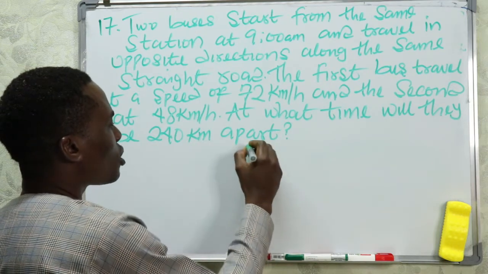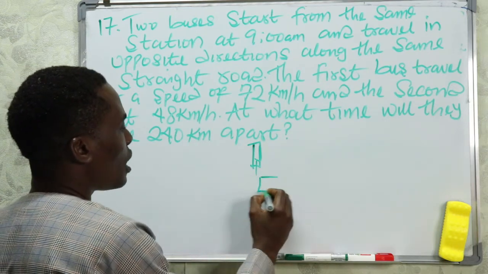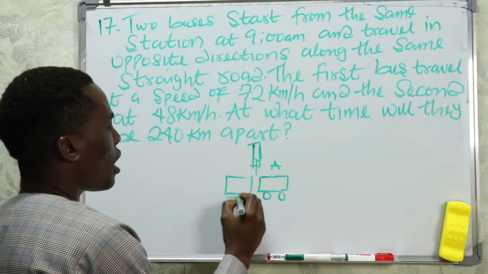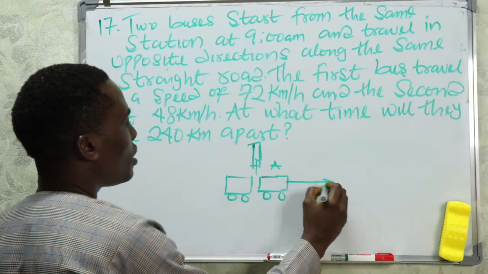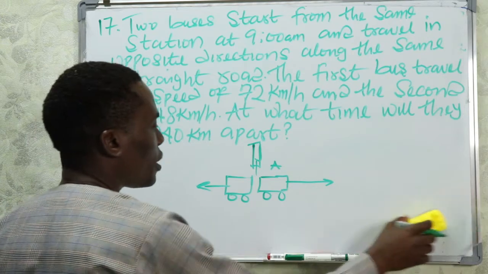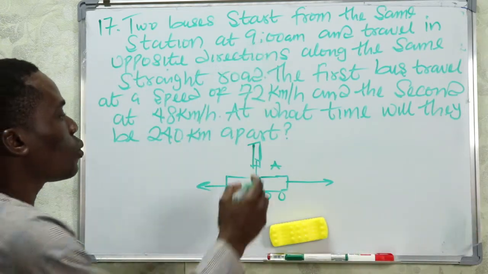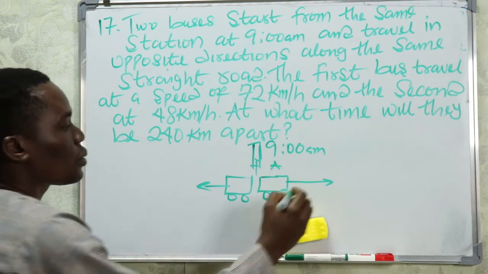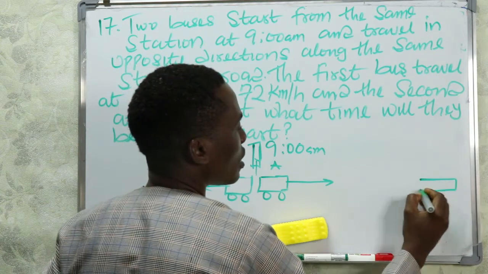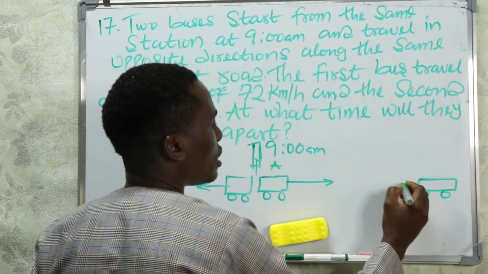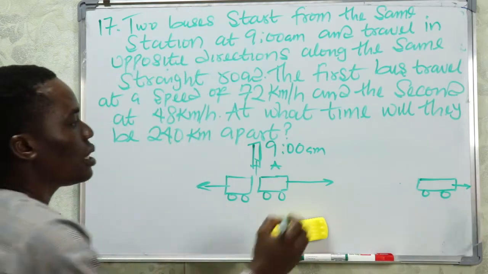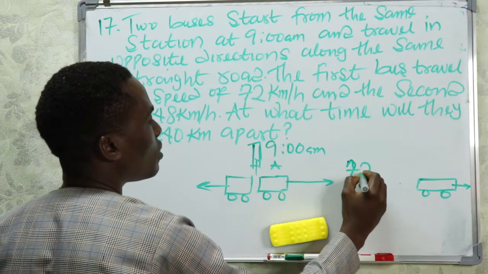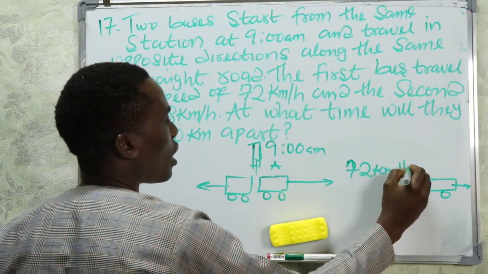Now this is the bus station. We have bus A and we have bus B. Both of them are traveling in opposite directions. They all started at 9 a.m. So bus A traveled to an extent that he got to this point, and he traveled this direction at a speed of 72 km per hour, the first bus.